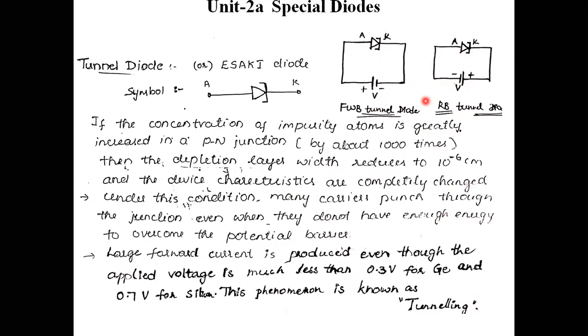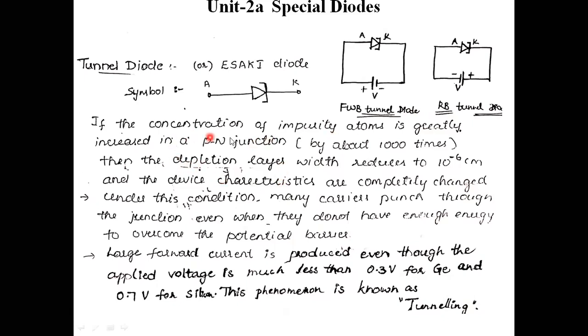The basic difference between the Zener diode and the tunnel diode is that both are heavily doped diodes, but the doping level in the tunnel diode is very high, 1000 times greater than in the Zener diode. When compared to normal PN junction diodes, the doping levels are also 1000 times higher.